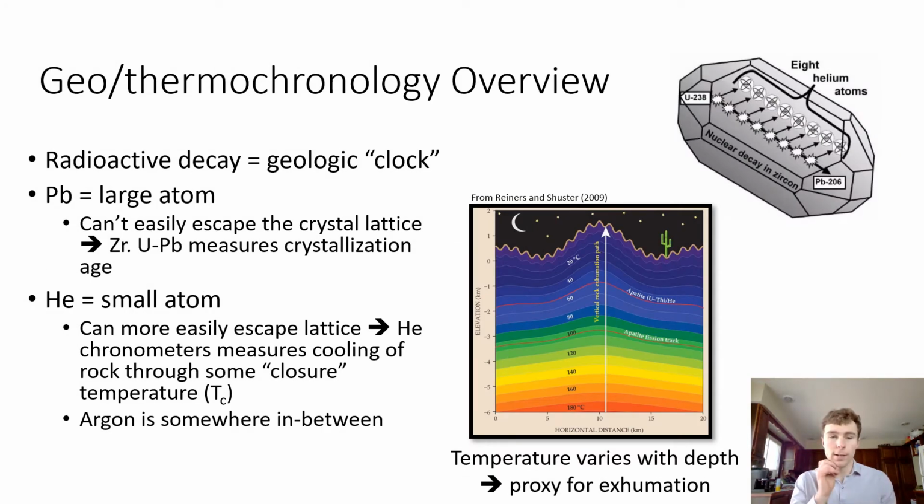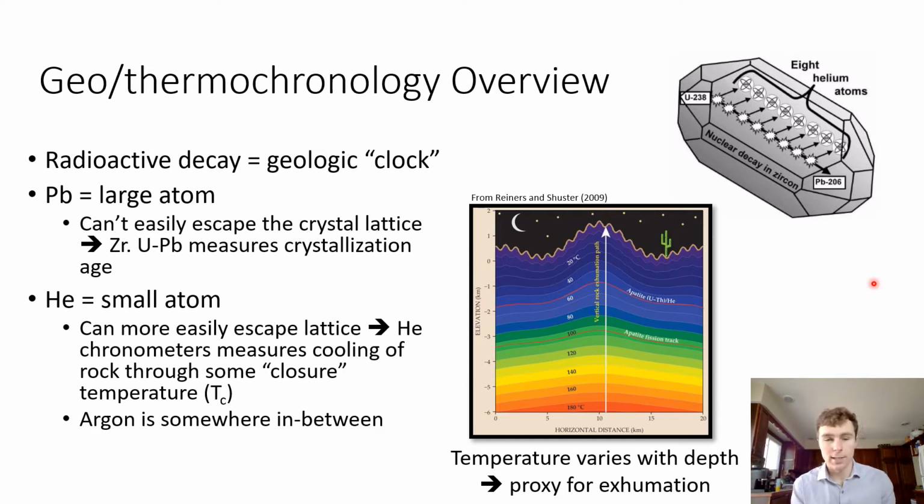A quick refresher on the basics of geo and thermochronology. Both of these techniques use the radioactive decay of elements within crystals as a sort of geologic clock. In particular, in the zircon system, uranium decays to lead over a relatively long decay chain, which produces a lead isotope and 8 helium atoms. Lead comprises a large atom which can't easily escape the crystal lattice. Consequently, the zircon uranium-lead geochronometer measures the crystallization age of rocks.